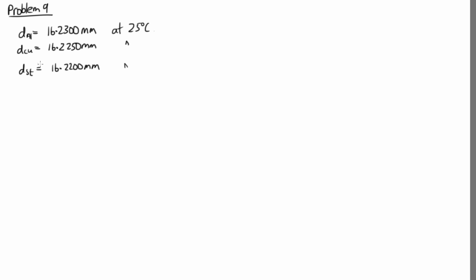Okay, so what we'll need to do is work out the new diameter of each of the rings and the ring stand in order to answer this question. So the change in diameter of the aluminium is going to be equal to alpha of aluminium times the diameter of aluminium times the change in temperature. Alpha for aluminium, we can look that up, and that is equal to 24 times 10 to the minus 6 times the 16.2300 times 25. It's going to be a decrease because the temperature decreases 25 degrees.